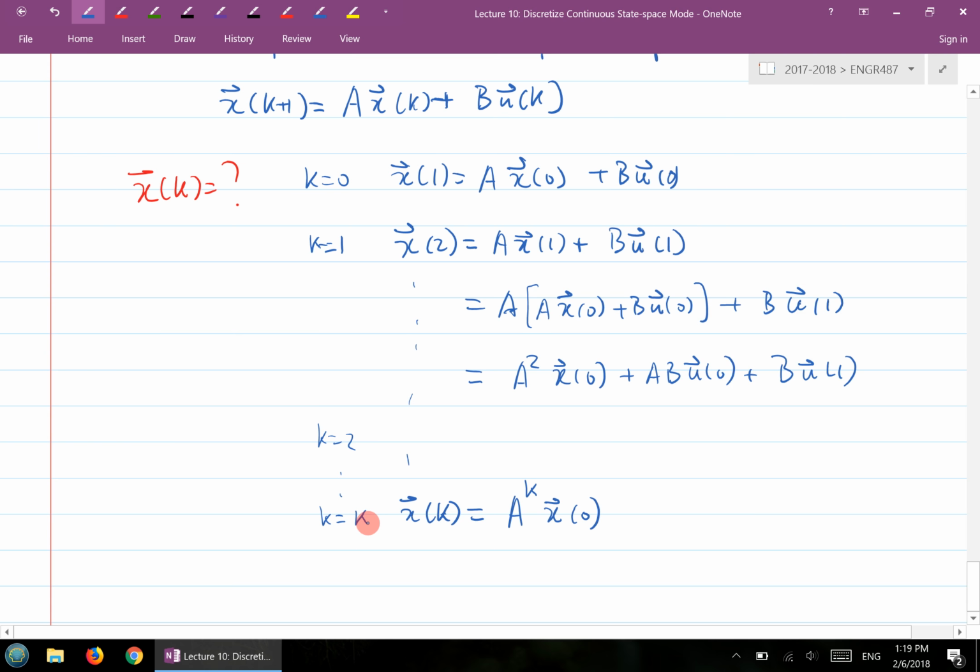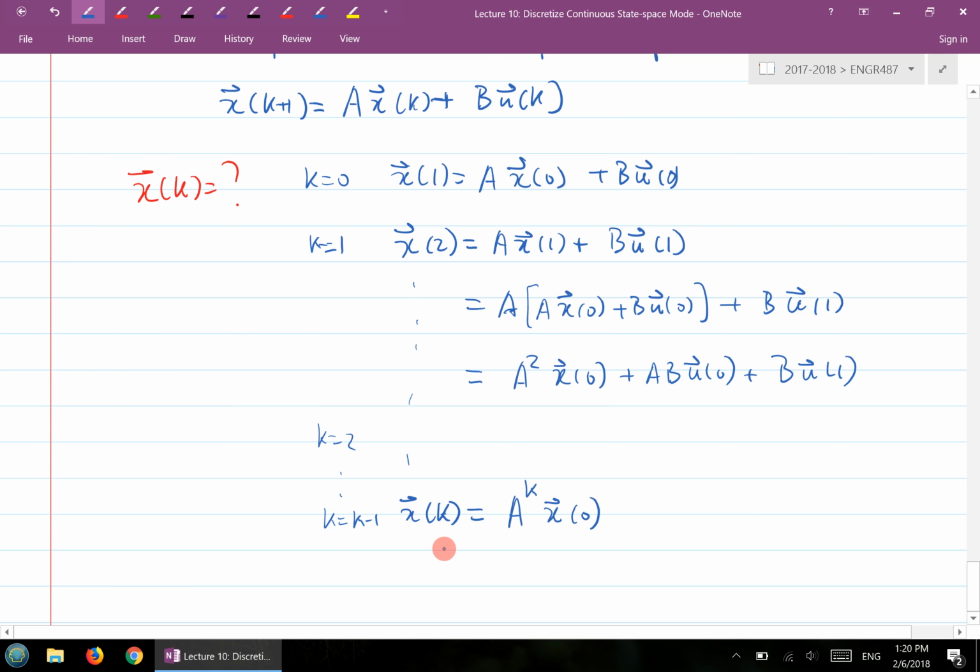Yeah, you're right. Just a second. What's going on here? X of... Yeah, sure, you're right. This should be at k equal to k minus 1 here, right? Yeah, k minus 1 steps. Okay. So basically, at the k minus 1 steps, we got our expression for x of k.